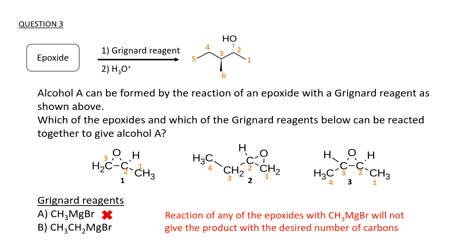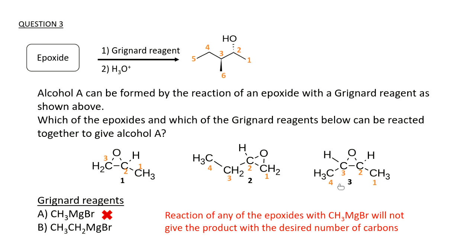So our alcohol that we're trying to make has 6 carbons. You have been given an epoxide that has 3 carbons and 2 others has 4 carbons. Since we're adding to the epoxide, it means to get 6 carbons in your alcohol, your Grignard reagent must have 2 or more. So if we're using epoxide number 1, you'll need to have a Grignard that has 3 carbons. If we're using epoxides 2 and 3, you would need a Grignard that has 2 carbons.